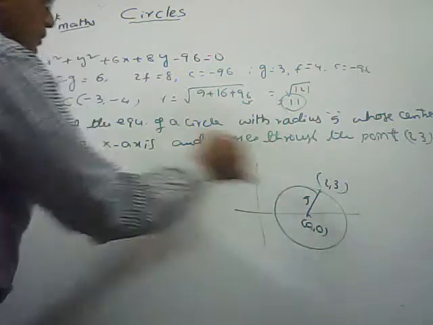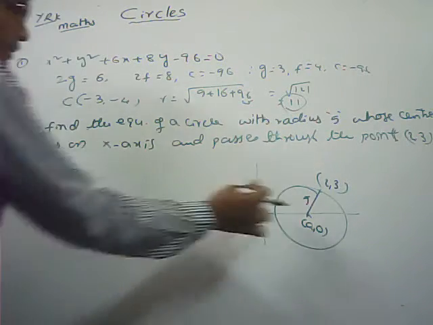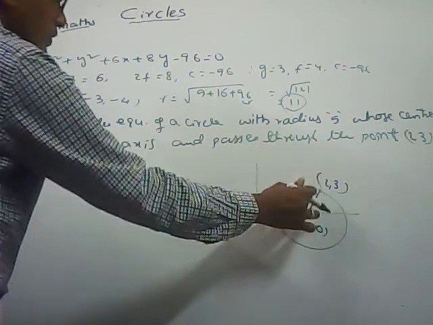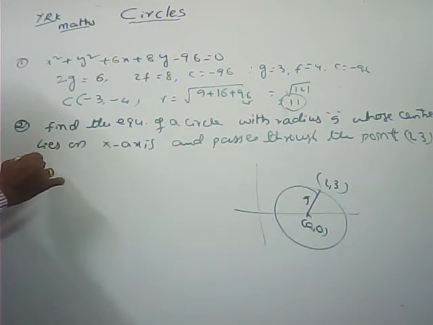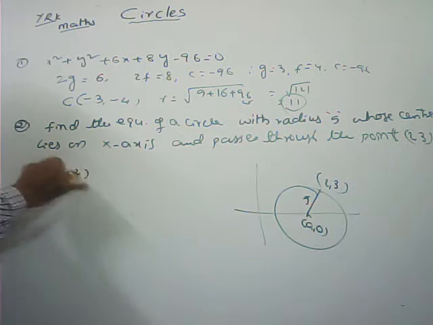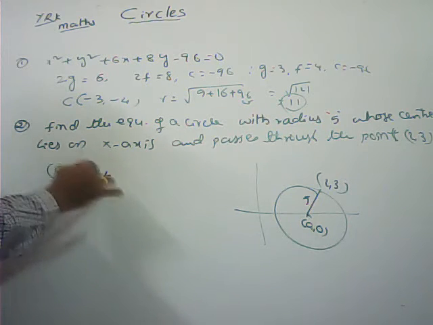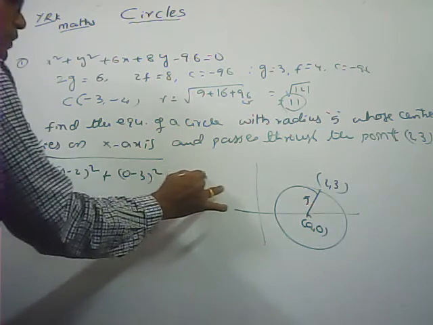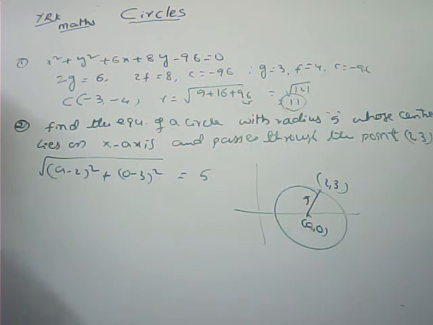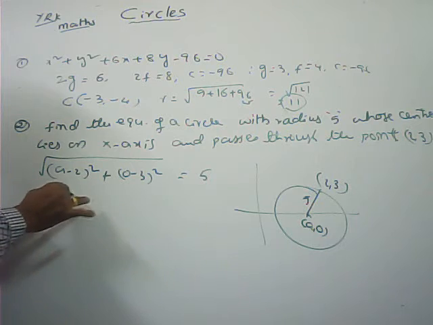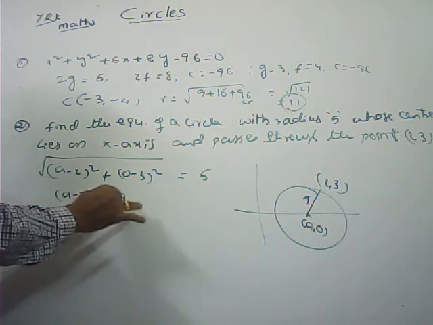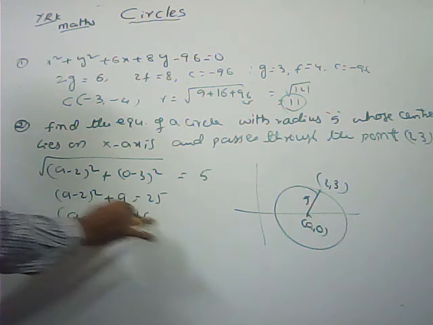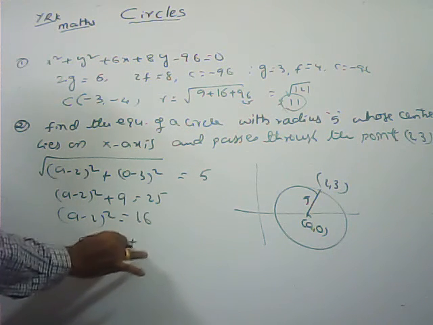So what about the standard form? Here the center and the radius are given, otherwise the distance between these 2 points is equal to 5 only. We can equate that. Square root of a minus 2 whole square plus 0 minus 3 whole square, the distance between the 2 points, is equal to 5. Squaring on both sides, a minus 2 whole square plus 9 is equal to 25. a minus 2 whole square is equal to 16. a minus 2 is equal to plus or minus 4.